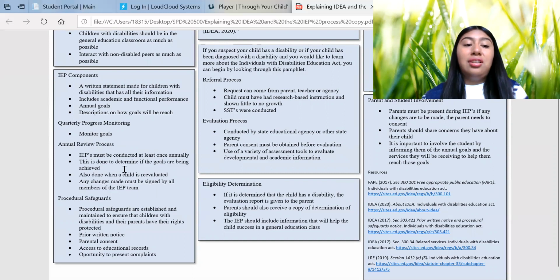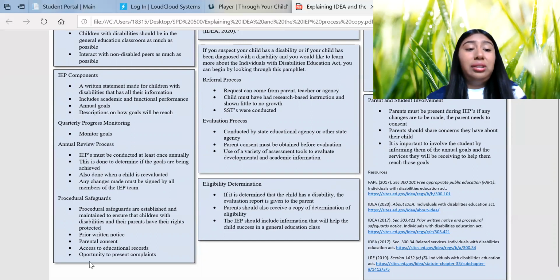What happens during this annual review process is that it is determined if the goals are being met and if the child needs to be reevaluated, which should be happening every 3 years. Any changes made to the IEP need to be approved by every member of the IEP team.